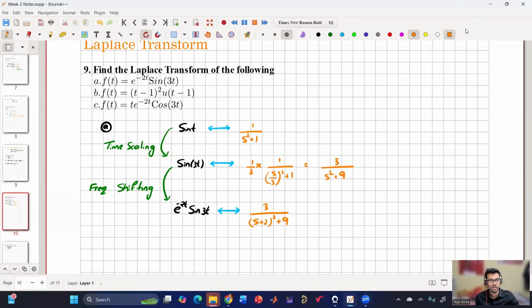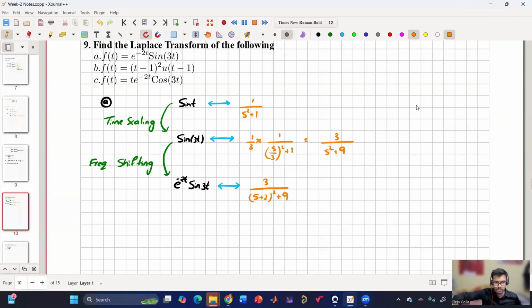Yes, sir. Okay. So now for the second problem, (t minus 1) whole square u of (t minus 1). From which expression can I start? Basically, whenever there is u of t, it means the function is starting from t equals 0. That's why u of (t minus 1) is given. So for the second question, from which expression of f of t can I start?